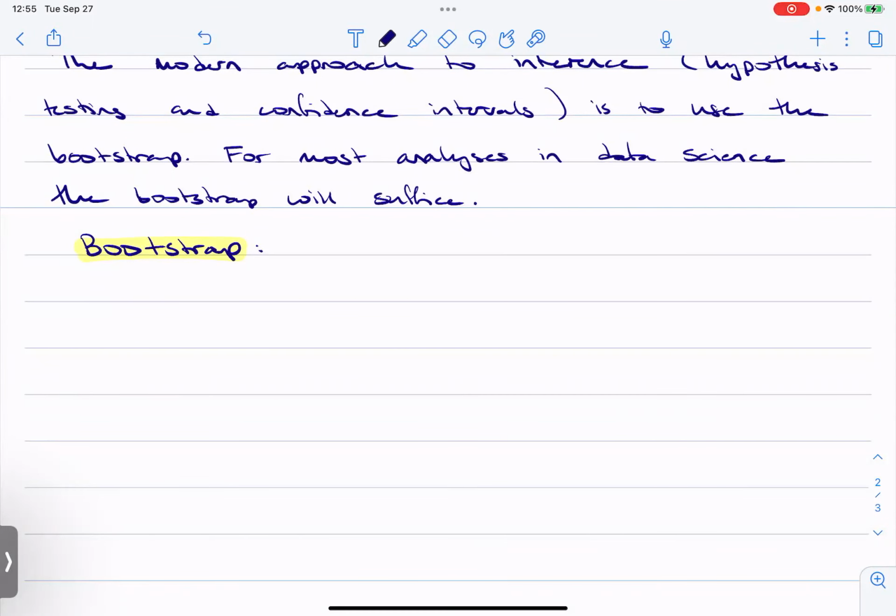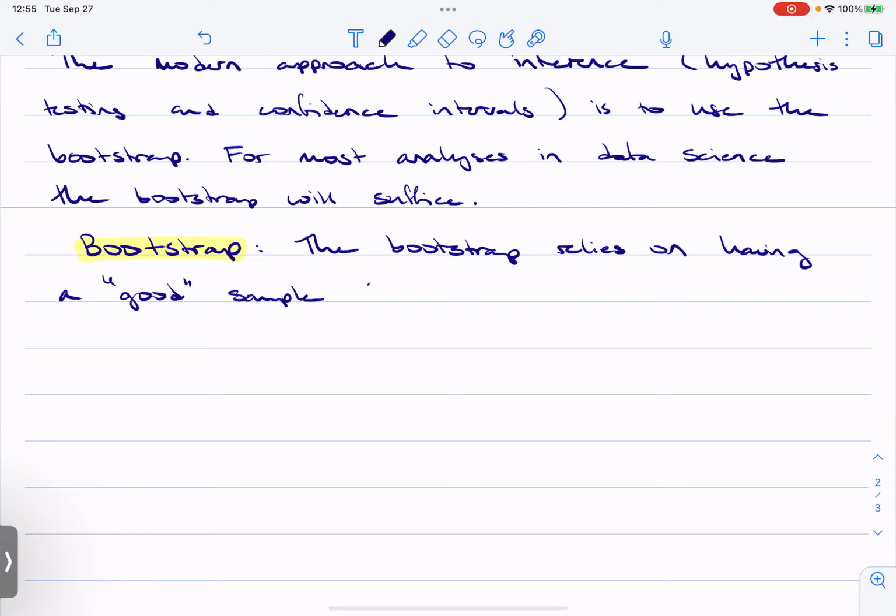Right, and so the bootstrap relies on having a good sample, which means it's representative of the population.